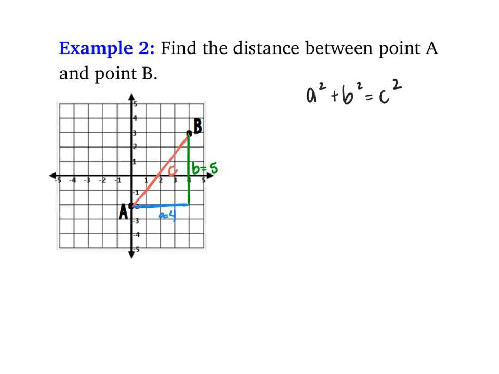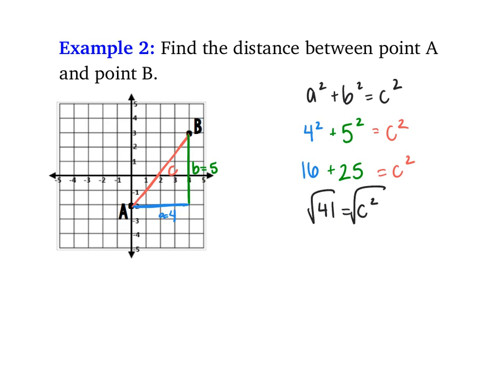I said my a value was 4, so I would do 4 squared, which is 16, plus my b value squared, which here is 5, and 5 squared is 25. And all of that is going to be equal to c squared. So 16 plus 25 gets me 41. So 41 is equal to c squared. So if I square root both sides, I get 6.403, so let's round to the 10th place. And the distance between A and B here, represented by C in my picture, would be 6.4 units.